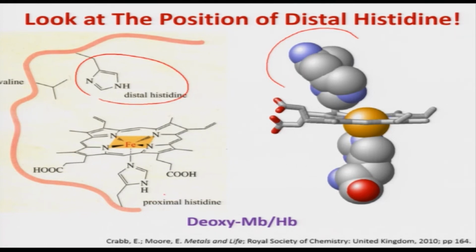However, the sixth position is empty, and the distal histidine is sitting above this iron, but not directly ligated to the iron, and you can see that this is like a gate. We are going to discuss soon how this distal histidine is indeed responsible for discriminating oxygen from carbon monoxide.